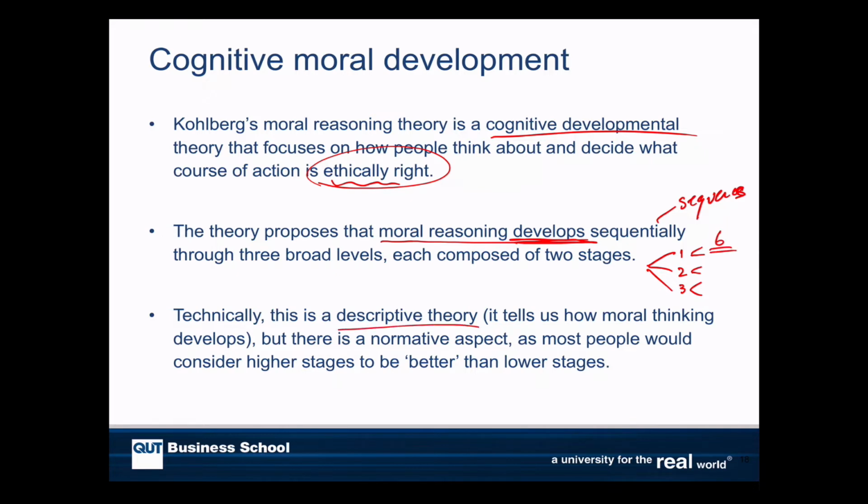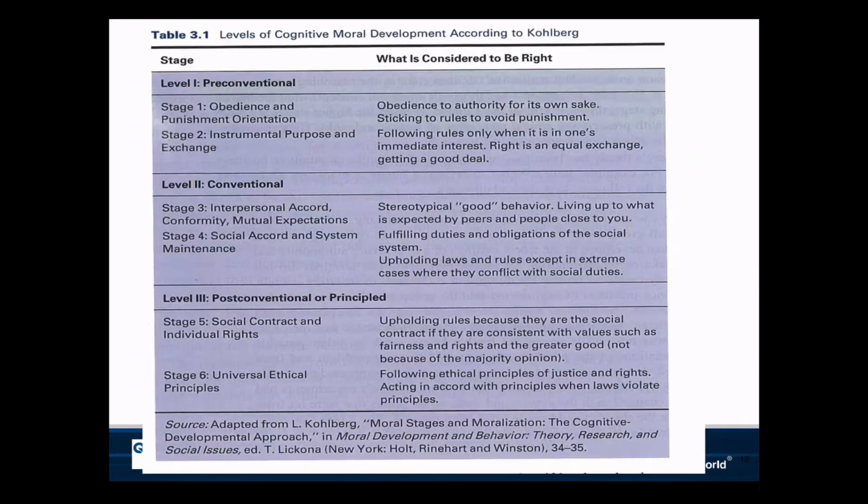So while technically this is a descriptive theory, you'll note as you think about it, there is a normative aspect to it, because most people consider higher stages to be better than lower stages. We'll circle back to that point once we've been through it. So really this is the killer slide that has most of what you need to know about Kohlberg's approach, and the rest is somewhat of an explanation and to be able to demonstrate application.